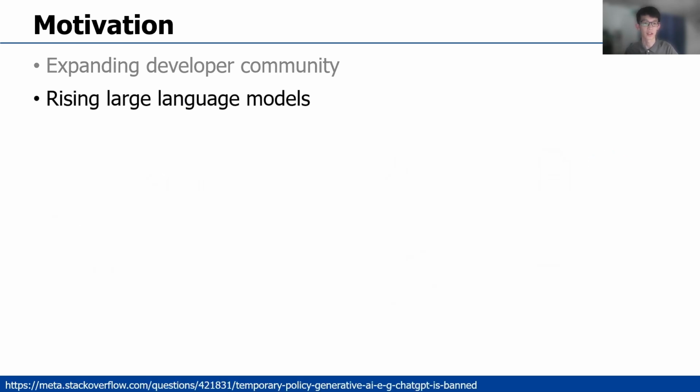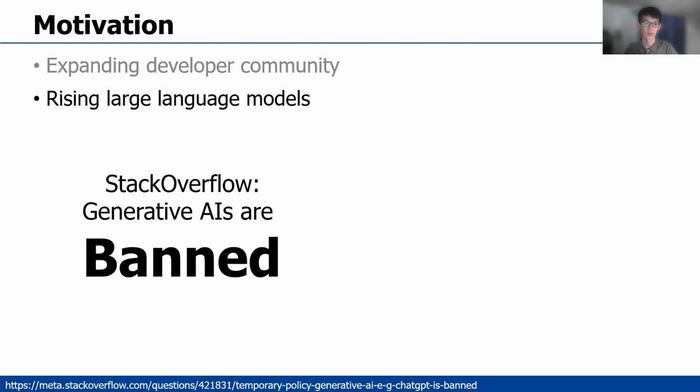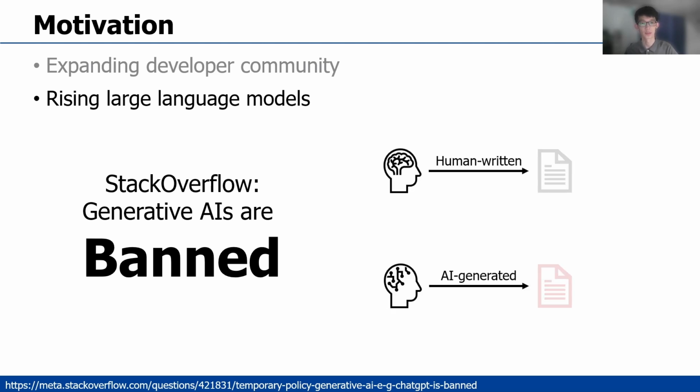Additionally, the rise of large language models has further complicated this situation. In 2022, shortly after the release of ChatGPT, Stack Overflow issued a policy that banned AI-generated content on its platform. This is because large language models have been found to sometimes generate plausible but potentially harmful code or responses. Therefore, we also need a way to distinguish machine-generated code from human-written code.